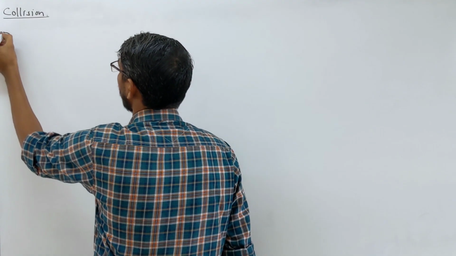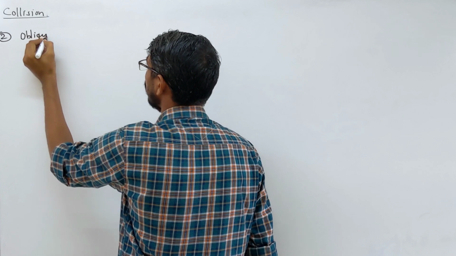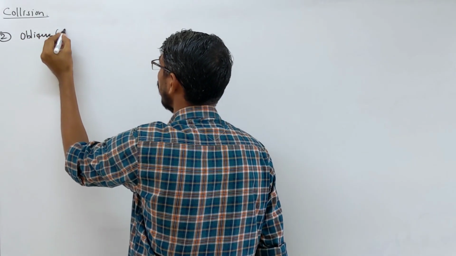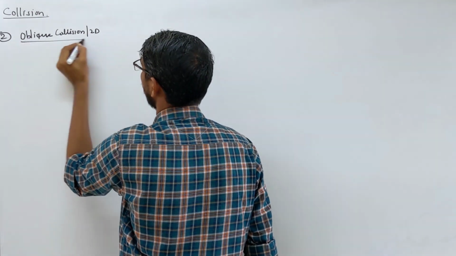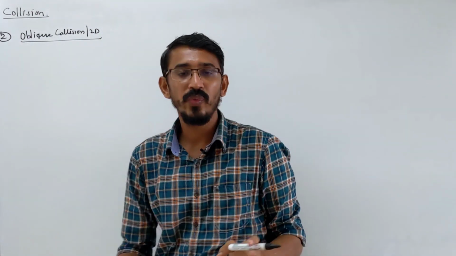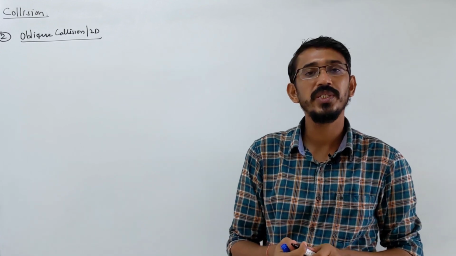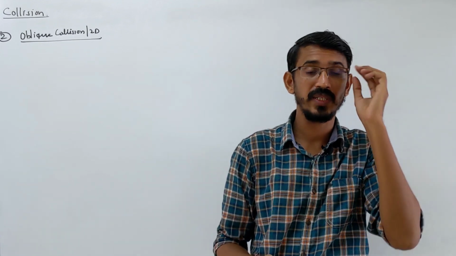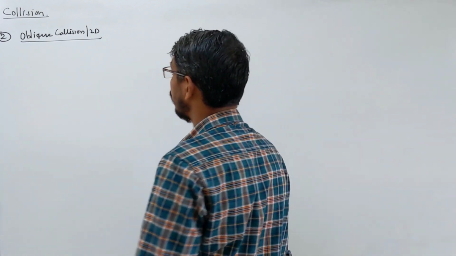So we are talking about the second type of collision, called oblique collision, or collision in two dimensions. Here bodies will be moving in a plane, not in one straight line. What will change is that the momentum will be in two directions, the x direction and the y direction. Let's see how they look.